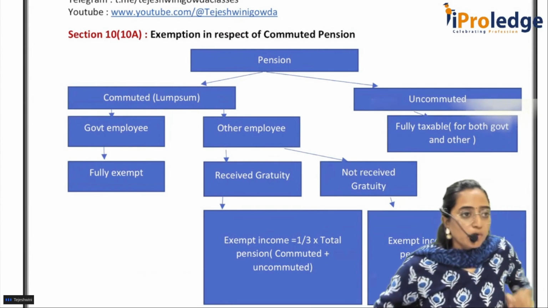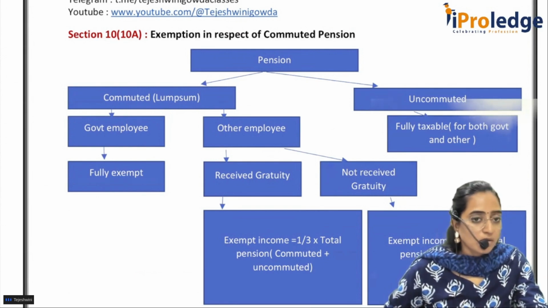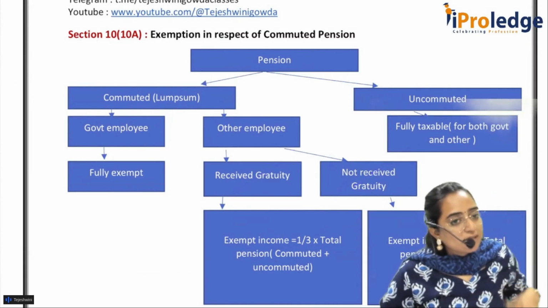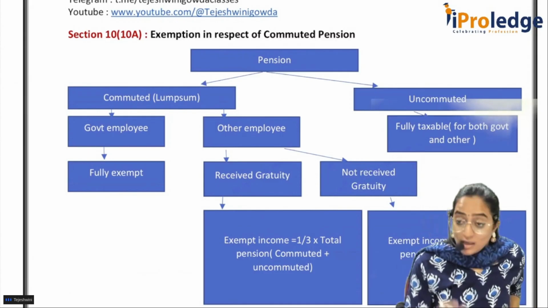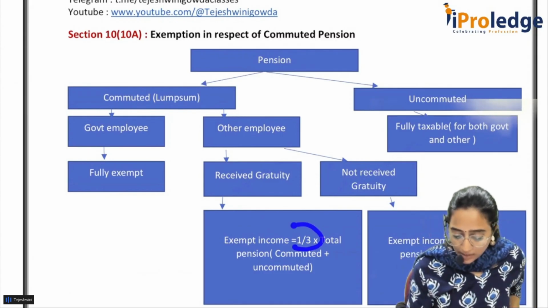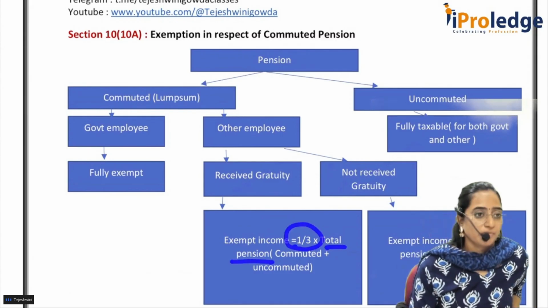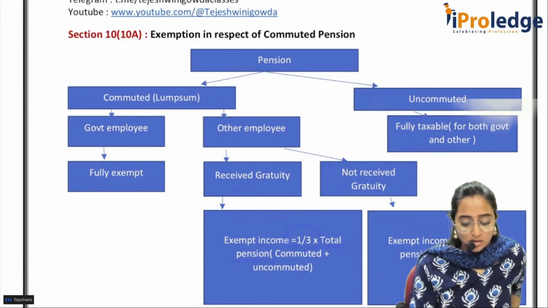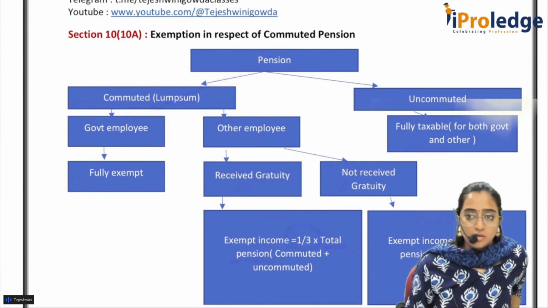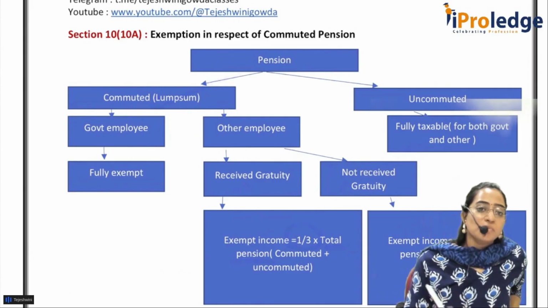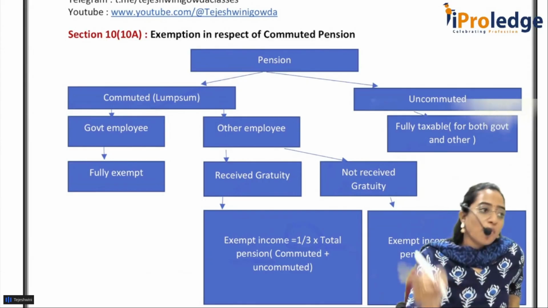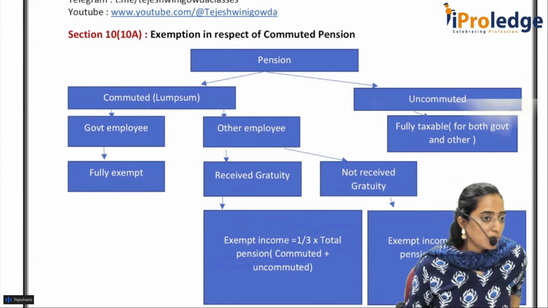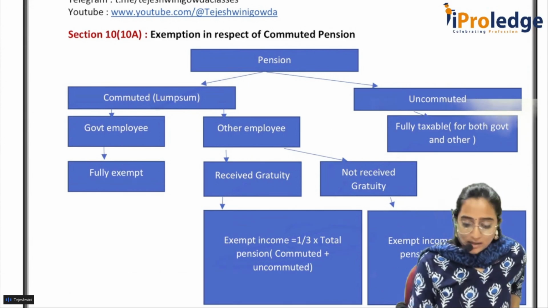Now, two points under commuted pension lump sum. That is received gratuity, not received gratuity. If I am speaking about gratuity received, exempted income would be 1/3 of the total pension. I am calculating exemption for commuted pension, but for the purpose of calculating the exemption amount for commuted pension, I am taking the total pension for calculation purpose only. Everyone, I'll take a small example.